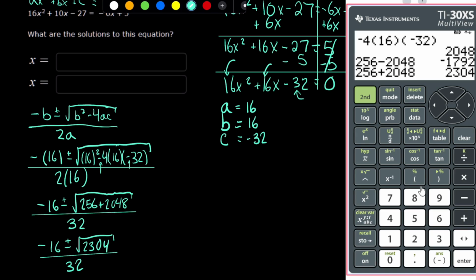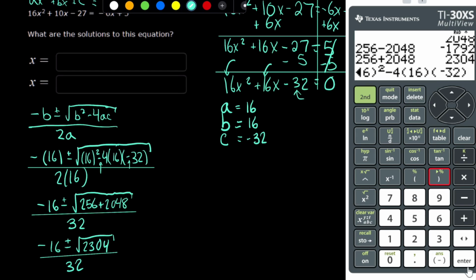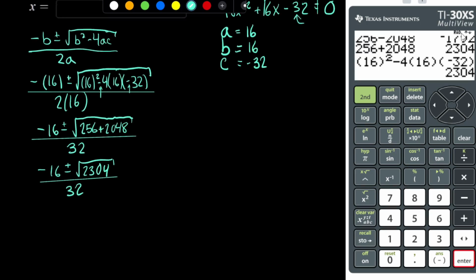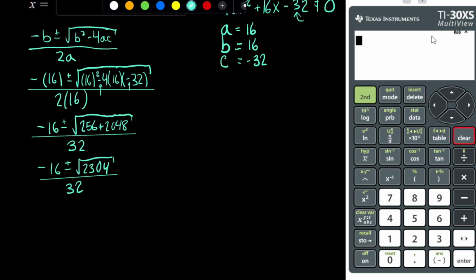You can even put this all into the calculator at once if you want to. 16 squared minus 4 times a times c. Bam, 2304. Just put it all in at once if that helps. All right, so now we've got to find the square root. So remember, if you're using the TI-30, which I imagine they might be, second, the x squared button gives you a square root. 2304, you get 48. So this is negative 16 plus or minus 48 over 32.